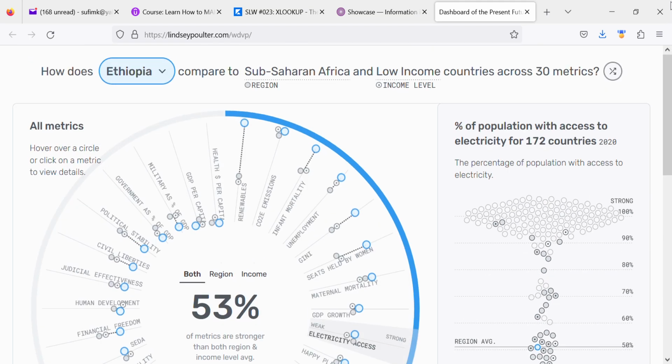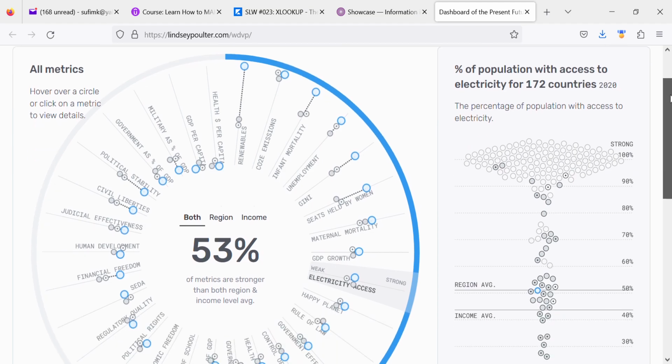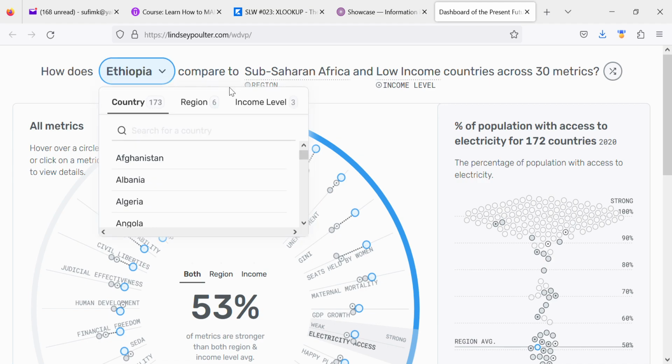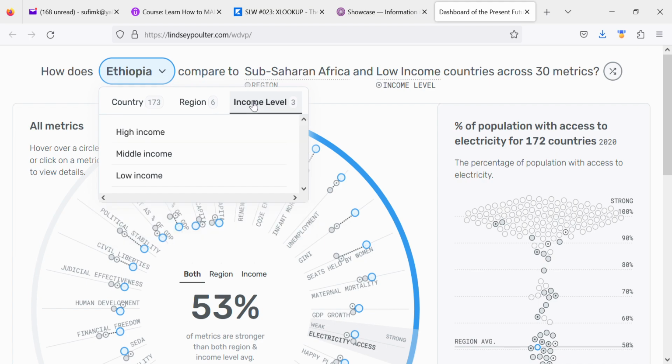And that's all. You can access the data and see the performance of indicators by income levels, which is high income, middle income, and low income, or by region, or by a specific region, a specific country.